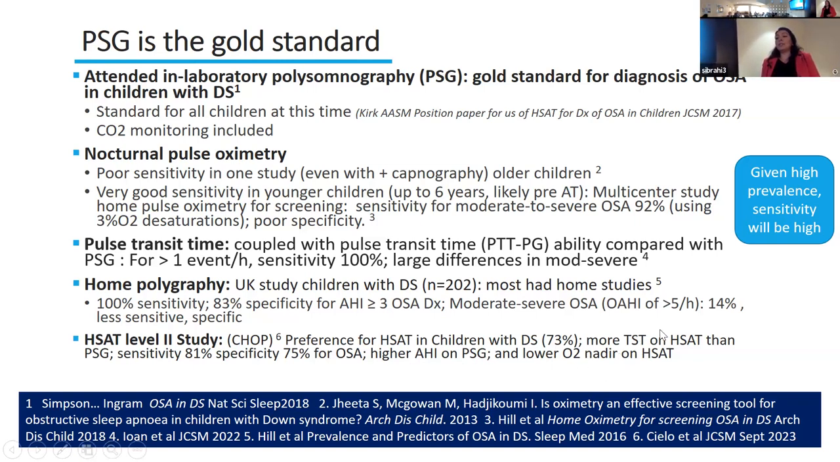apnea test. There was, not surprisingly, more sleep on that, and sensitivity, specificity, okay, but you did have a higher AHI in PSG. So again, precision medicine here, not so much with HSAT, but you're going to get that with an in-lab. And you had, not surprisingly, again, a lower O2 nadir on HSAT. That's where the pulse ox comes off, and you have these lower readings.